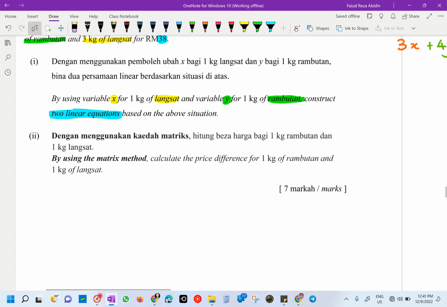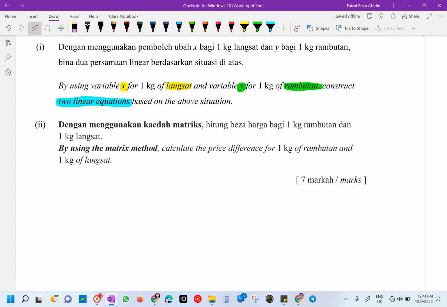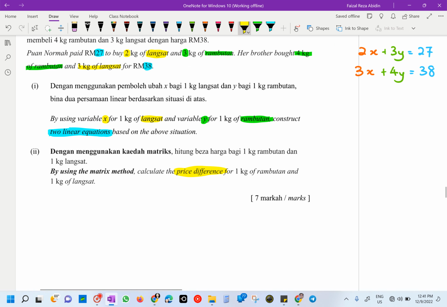Okay. So this one we have to calculate the price difference. This one pun ramai yang tak nampak price difference. Dia dapat x dengan y habis. Padahal kena tolak dulu. Okay.